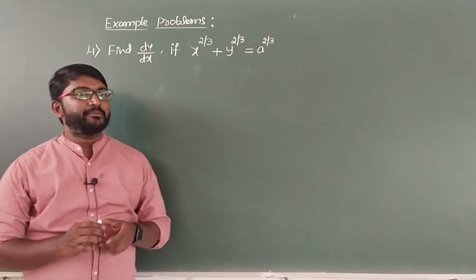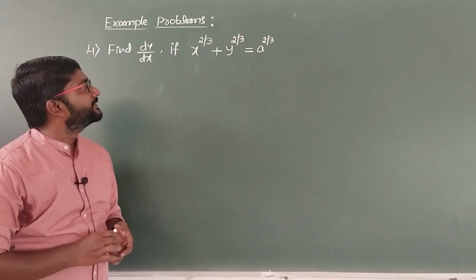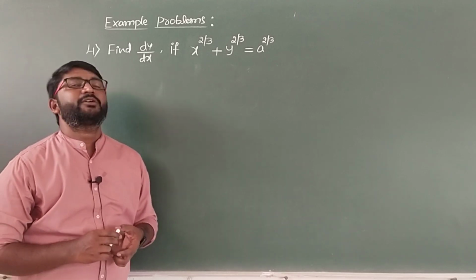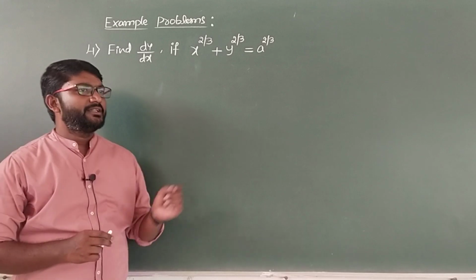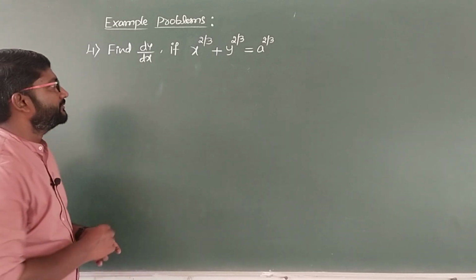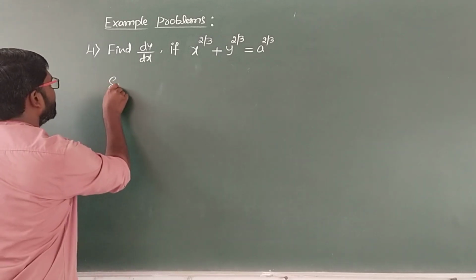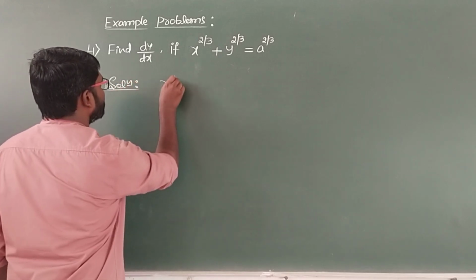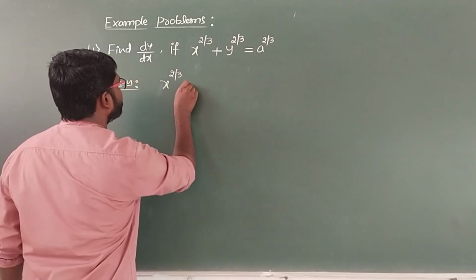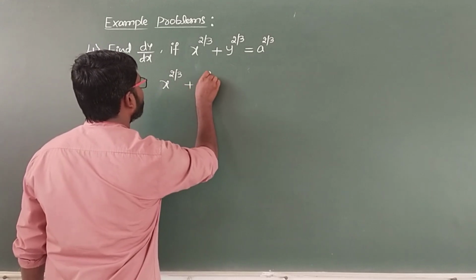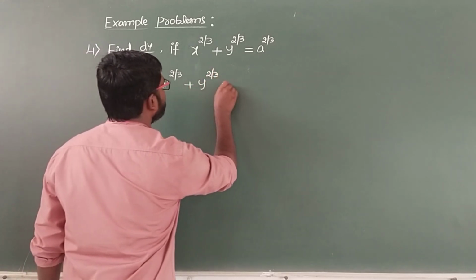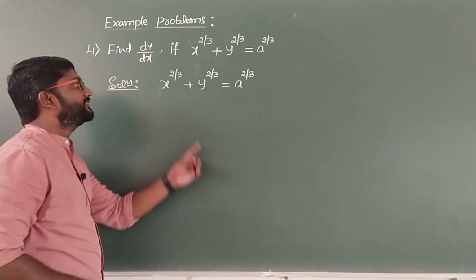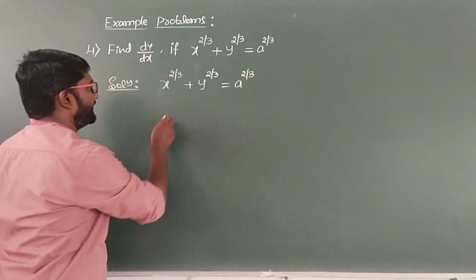Well, the next example problem: find dy by dx if x to the power 2 by 3 plus y to the power 2 by 3 is equal to a to the power 2 by 3. So we'll go for normal differentiation now. You don't have to solve this by parametric forms. So we'll consider the function x to the power 2 by 3 plus y to the power 2 by 3 equals a to the power 2 by 3. Now differentiate both the sides with respect to x.